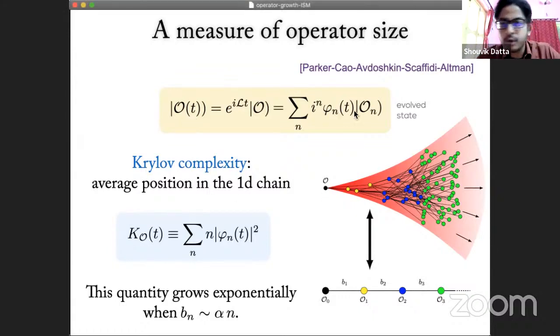If you know the evolved state or the evolved operator, you know these wave functions phi n, which give you the probabilities of being at a particular site along this chain. From there, you can evaluate the average position by this weighted sum over probabilities. This is the location, and this is the probability of being in that location. And as I mentioned, if the Lanczos coefficients have linear growth, this quantity called the Krylov complexity grows exponentially fast, far away along this chain, to a very complicated operator.